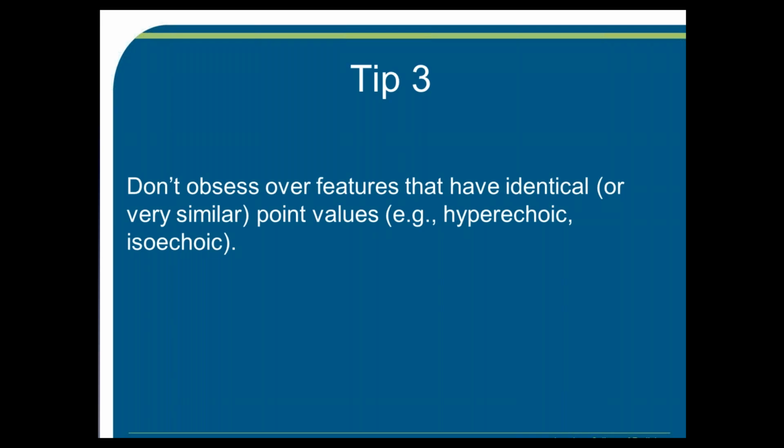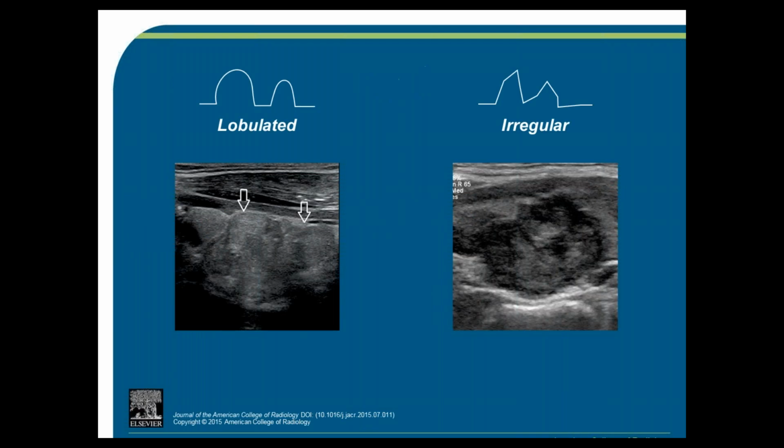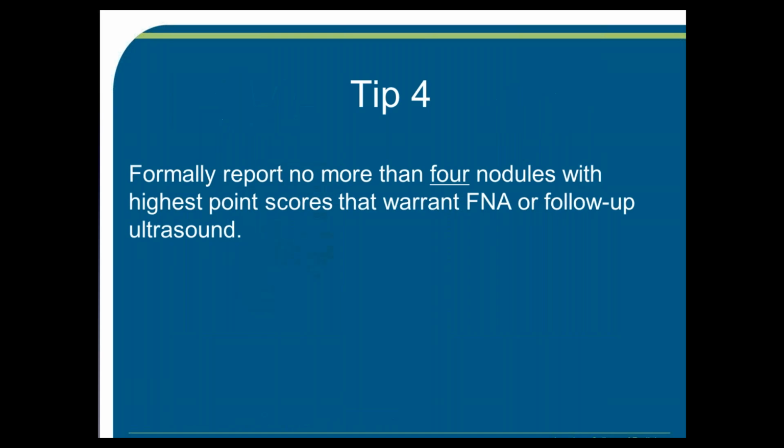It's also important not to obsess over features that have identical or very similar point values. For example, hyperechoic and isoechoic nodules have identical point scores. So you don't really have to spend a lot of time considering whether they're hyperechoic or isoechoic. Similarly, with lobulated or irregular margin, this is a lobulated nodule on the left and an irregular margin on the right. They both have the same point score of 2, so you don't have to spend a lot of time deciding which one applies in a given nodule. As well, even if the features are slightly different in point scores, if they're different by 1 point, for example, and applying one or the other doesn't change the TR level, you don't have to worry about that determination as much as you otherwise would.